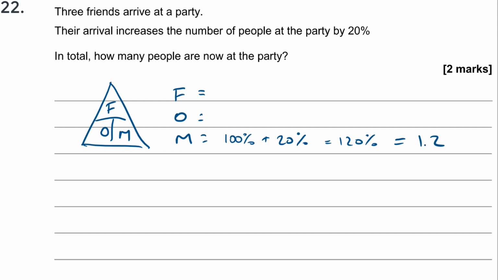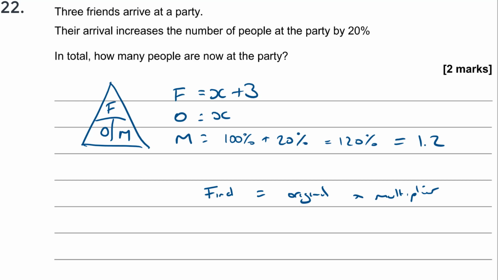Now, the original number of people at the party we don't know, actually. Let's call that X. Then the final number of people at the party is going to be our original people at the party plus the 3 that arrived. So I'm going to get X and X plus 3 people at the party afterwards. I can use that to form an equation in X because my final is equal to my original times my multiplier.